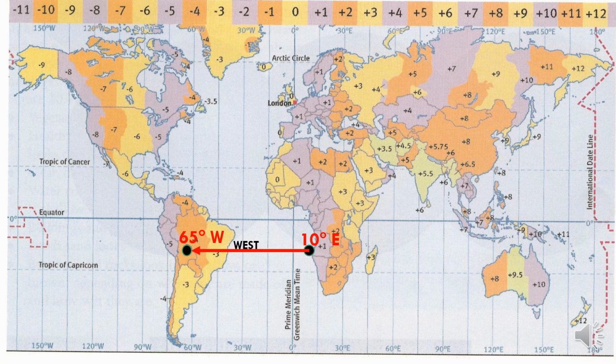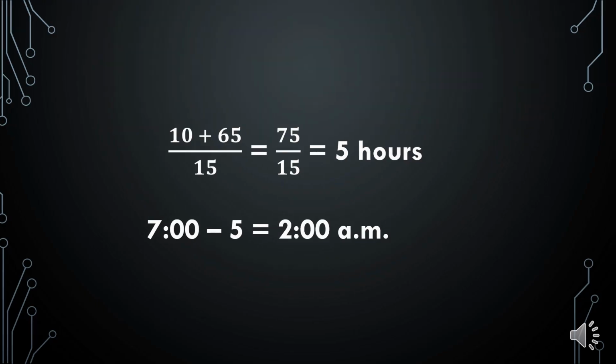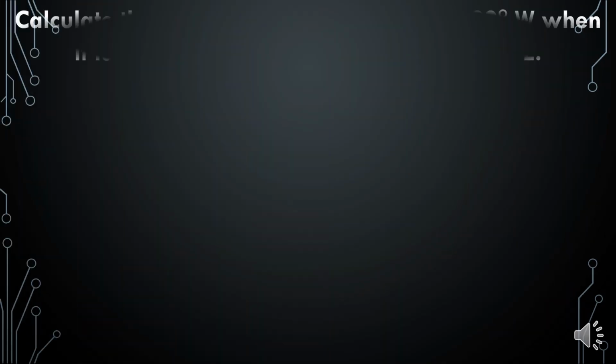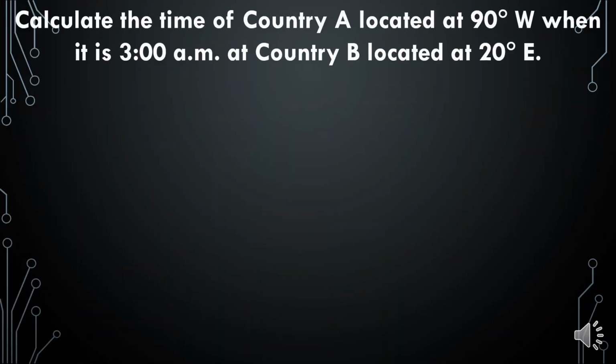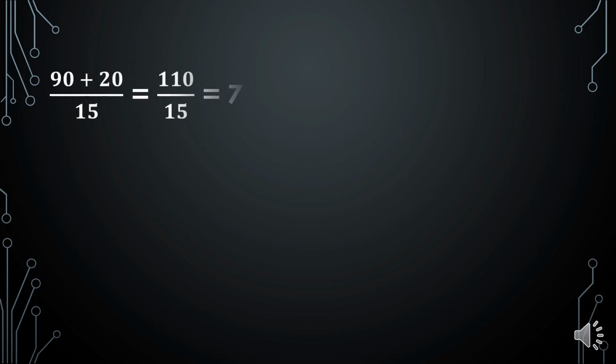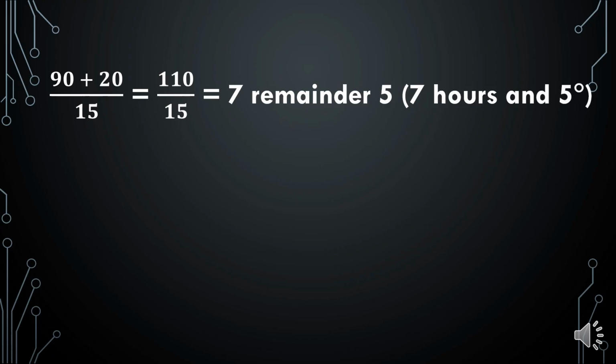Hence, we subtract. Finally, we need to calculate the time of a country A located at 90 degrees west when it is 3 a.m. at country B located at 20 degrees east. So we add our 90 to the 20 degrees all over 15, and then we divide the product, which is 110 degrees, by 15 degrees. We are left with 7 and remainder 5, which is 7 hours and 5 degrees.